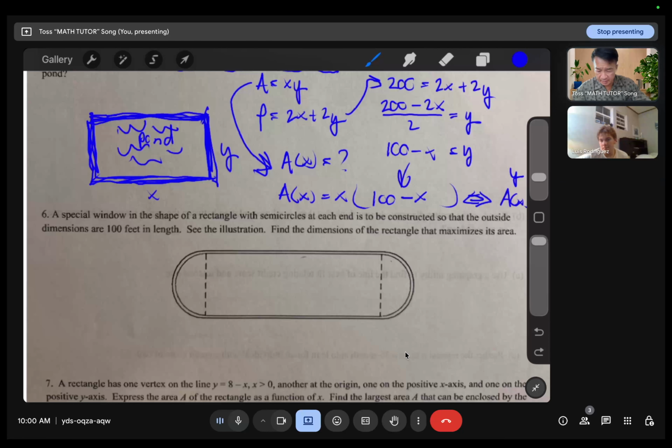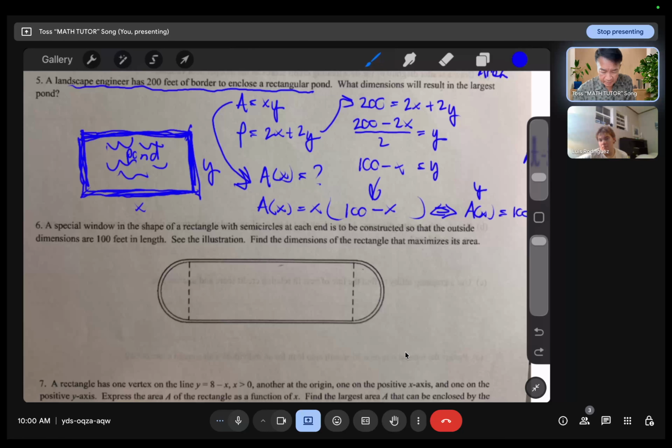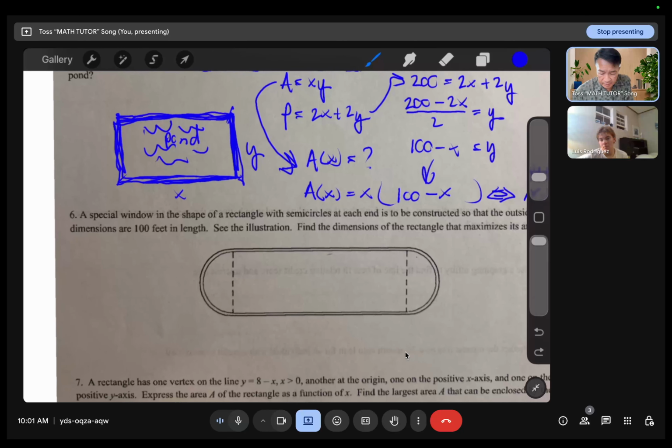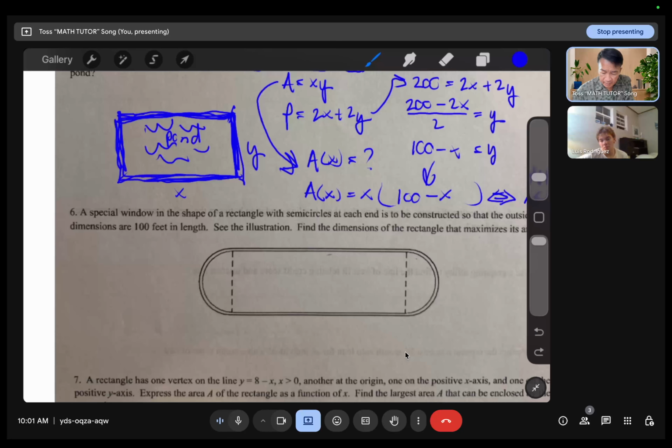Yeah, I think that's how I interpret it. Construction, that the outside dimension is 100 feet. So that's how I see it. Okay, I could be wrong. If that is the case, then you let me know. So then, all right, the perimeter will be a circle plus a rectangle.